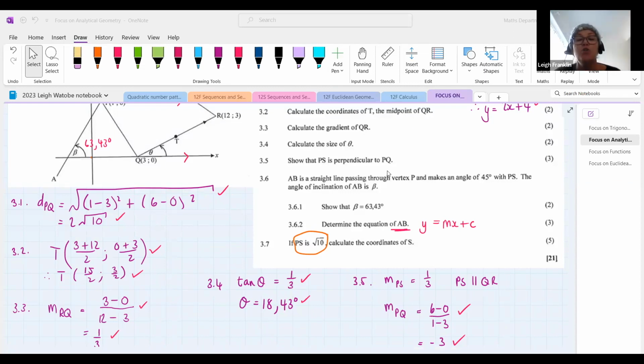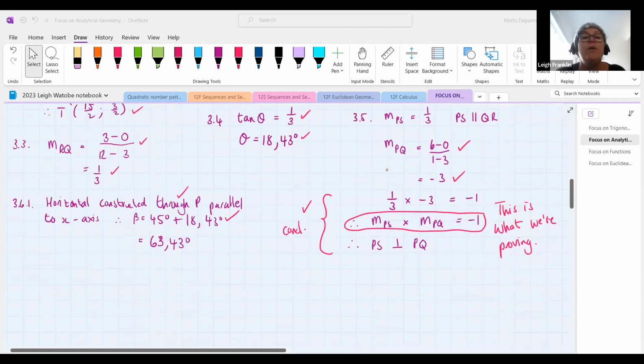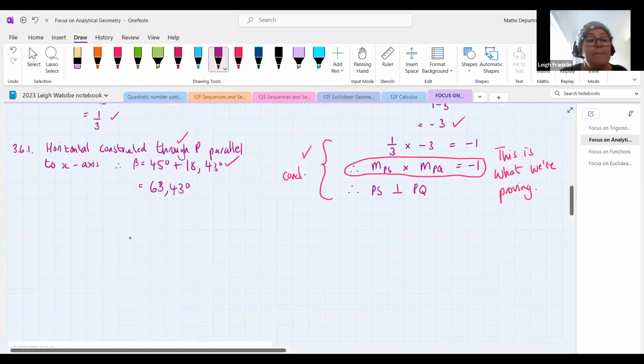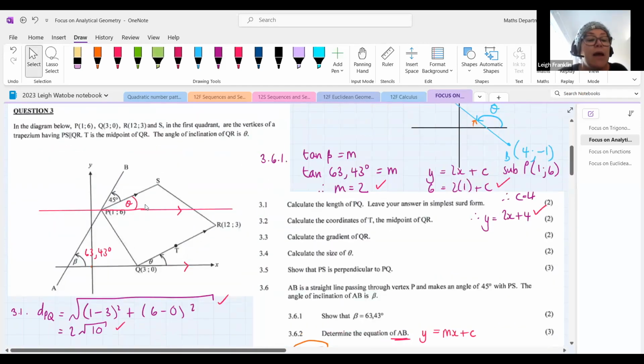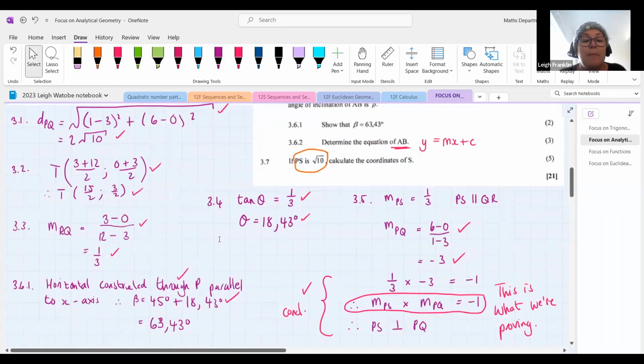Absolutely. So we would come along and we can go up and down to our diagram, it doesn't matter. What's this question 3.7? We're going to write down our distance formula. We know that distance is equal to our change in x's squared plus our change in y's squared. We know the coordinates at P, it's 1 and 6.